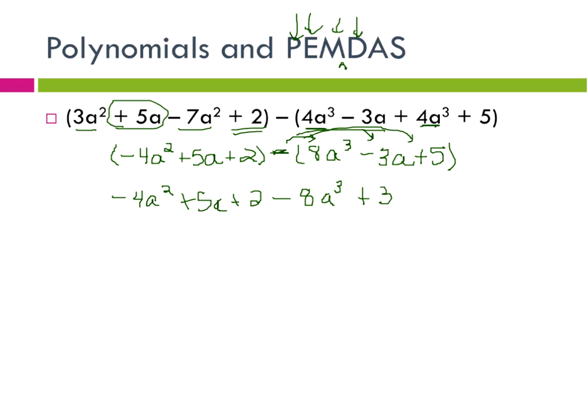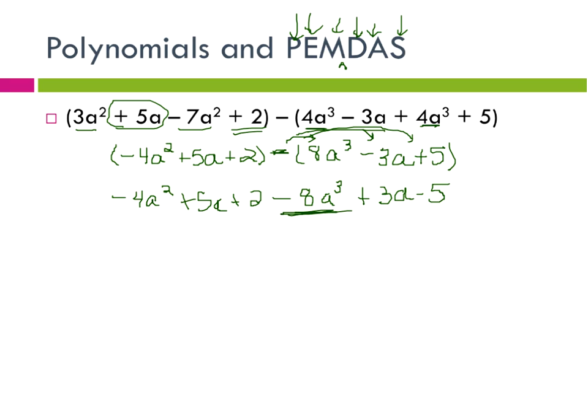I'm subtracting a negative 3a. Subtracting a negative would really be adding. And I'm subtracting from that 5. And now I want to add and subtract my like terms. And remember that I want to be in descending order.